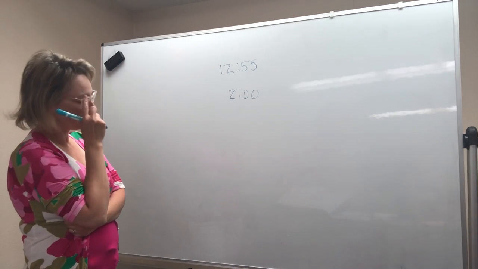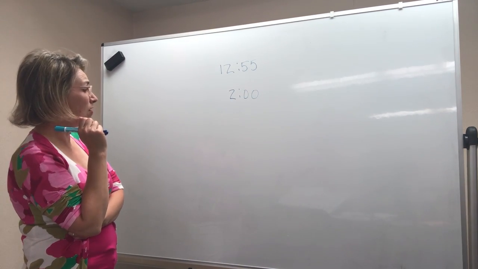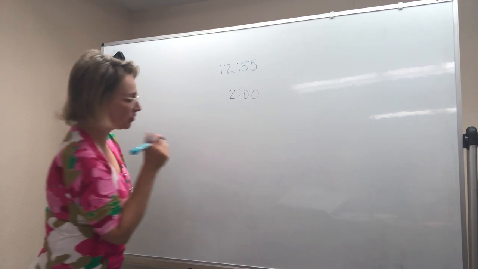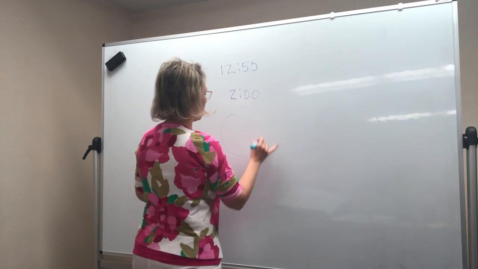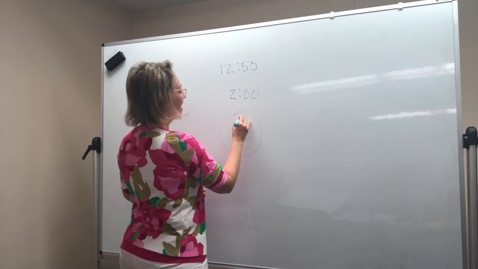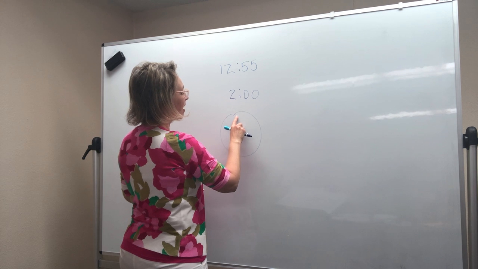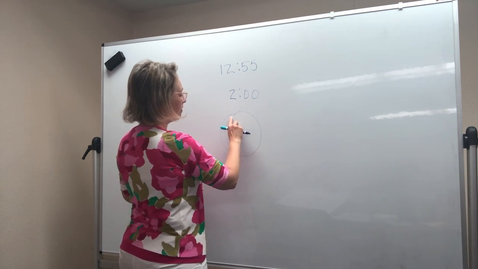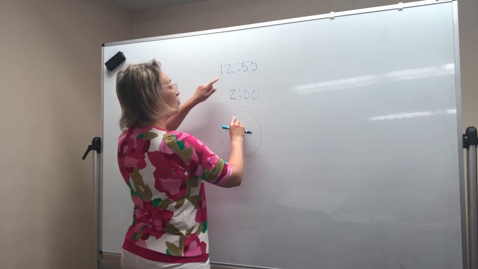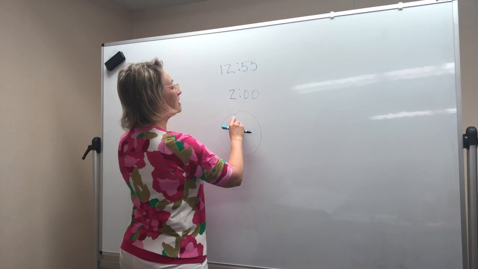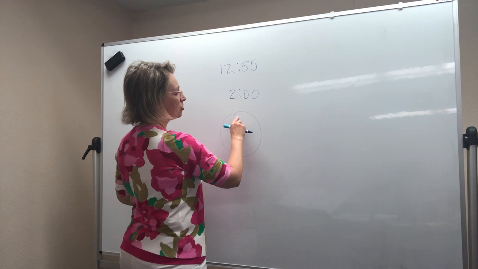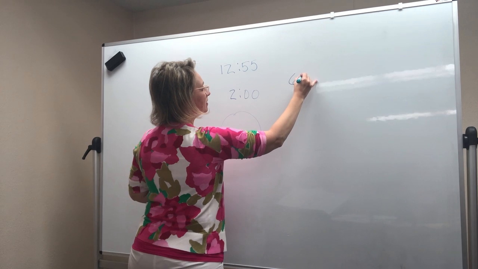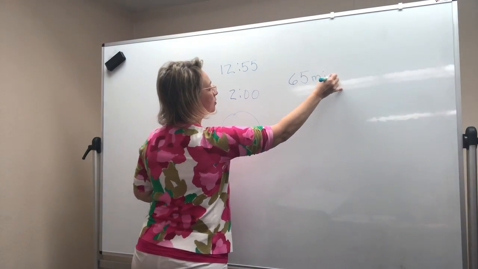Now, I want you to think about it. 12:55 is just before 1 o'clock. Here's how I do it. I picture in my head the clock. And I know that if I'm at 12:55, I will go 60 minutes around to get to 1:55. And then from 1:55, I only have 5 more minutes to get to the 2. So 60 minutes plus 5, that would be a total of 65 minutes that are going to go between those 2 events.